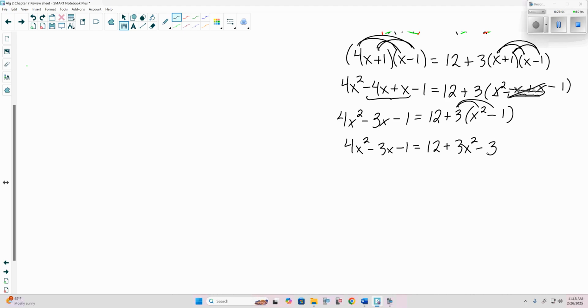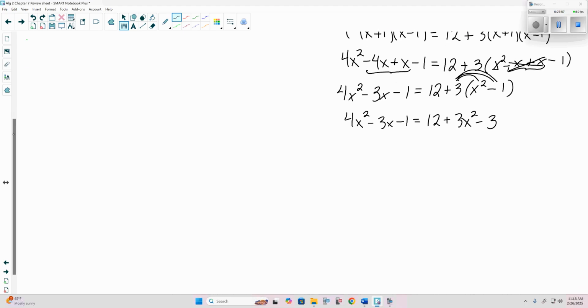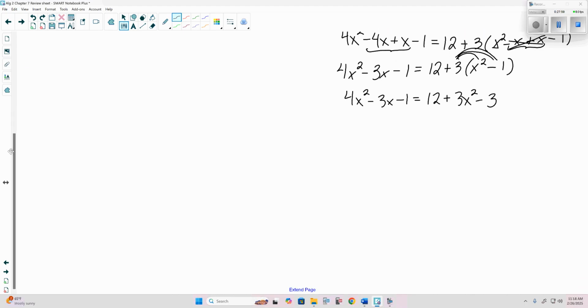Are there like terms on either side of the equal sign? Yeah. 3 times negative 1. This is where we got this negative 3 from. That make sense? Okay. Now we do have to combine the negative 3 and 12, which would give us plus 9.